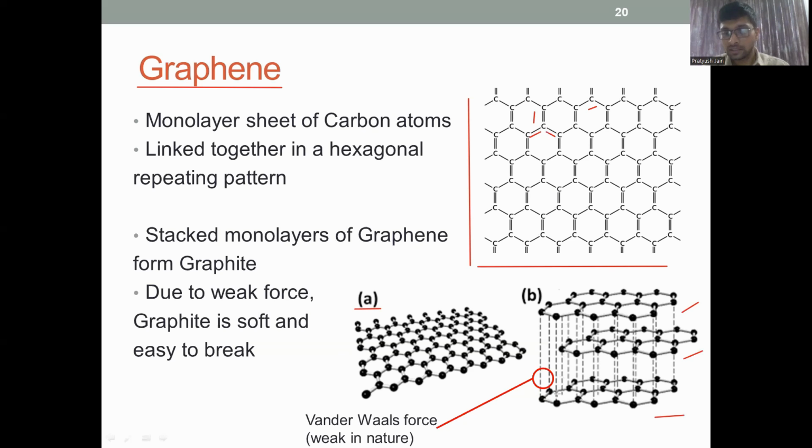Within this multi-layer sheet, corresponding carbon atoms of different sheets are bonded together by van der Waals forces. This van der Waals force is weak in nature. Because of that, graphite is soft and very easy to break. So from graphite, we can obtain graphene, and if we stack multiple layers of graphene together, we obtain graphite.